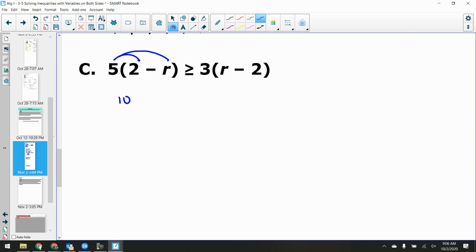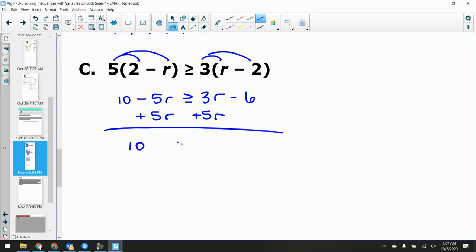And 5 times 2 is 10. 5 times R is 5R. 3 times R is 3R. 3 times 2 is 6. Okay, which one is the little guy? We've got to keep dropping this. Negative. Remember, negative is always a smaller one. So I want to add 5R to both sides. That gets me 10 is greater than or equal to 8R minus 6.